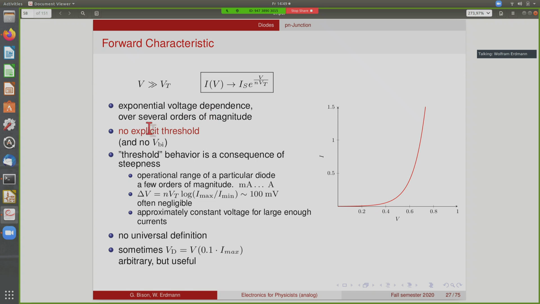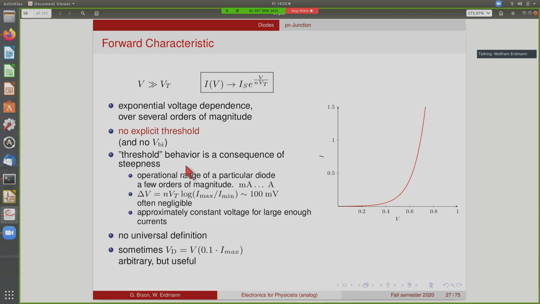What's interesting is that there is no explicit threshold here. So we've seen that we treated these diodes as if there was a constant voltage above which they conducted, and there was no conductance below that voltage. But if you look at the Shockley formula, there's no such threshold in there. And in particular, there's no built-in voltage or anything like that. So the built-in voltage disappears from the Shockley formula. And the threshold behavior that we've always used is simply an effect of the steepness of the curve.